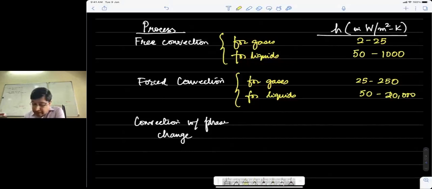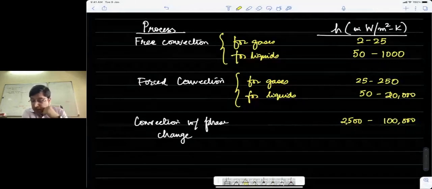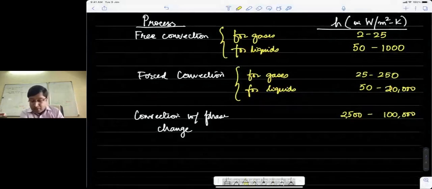For convection with phase change, this will give us the highest rate of heat transfer. This is about 2500 to about 100,000 watt per meter square Kelvin. Remember, this is a latent energy exchange, so there's a much larger amount of heat that can be transferred by this simple process. So the condensation and boiling processes are more beneficial in terms of transferring heat.